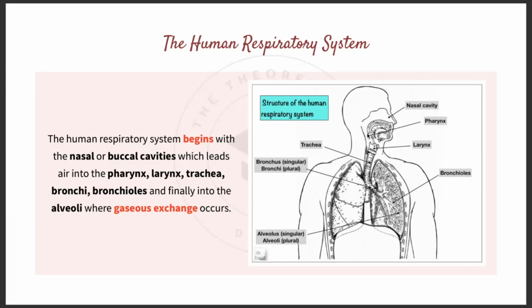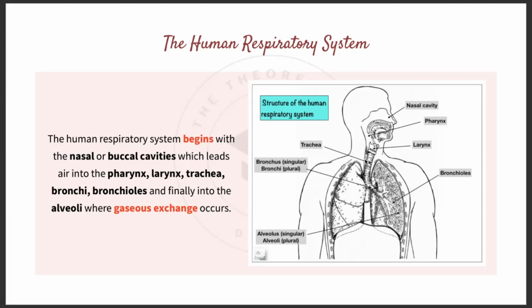Next will be the pharynx. The pharynx serves to connect the nasal and the oral cavity to the larynx, this part here. Over here, the larynx contains vocal cords for sound production. So like now I'm speaking, or if you were to sing, that's where the vocal cords are present. After that, it will move into the trachea. The trachea allows the passage of air down towards the bronchi, and this part here is the bronchi, which will then branch out into bronchioles.